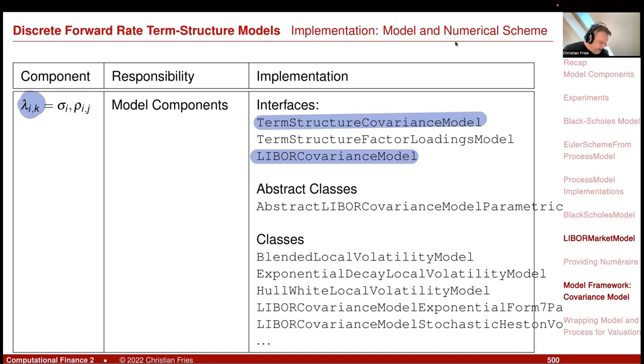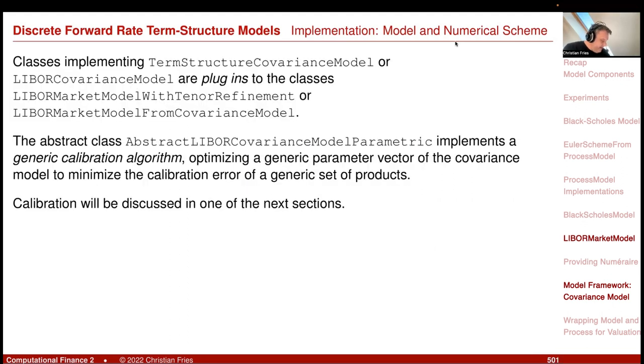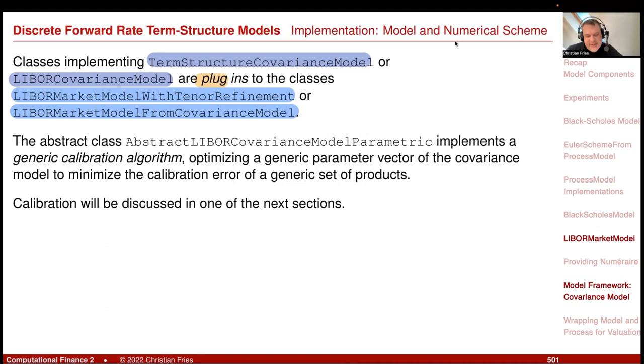And we have many different implementations for this. And we will also do some nice experiments with this. So these guys function as plugins to our process model. So these two guys here, they provide the lambda, how we create the lambda, and they provide it to our process model. So let's look into this in the code.